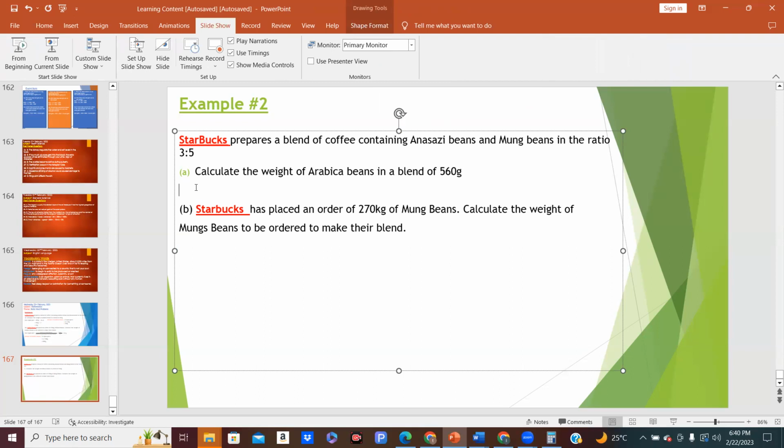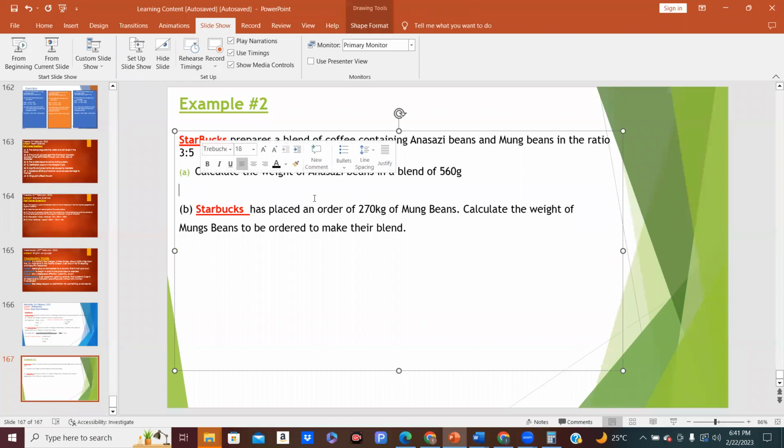Okay, so let's do the first example. Yolanda, can you read example number two, please? A, starting from Starbucks. Example number two, A. Starbucks prepares a blend of coffee containing Anasazi beans and mung beans in the ratio 3 to 5. Calculate the weight of Anasazi beans in a blend of 560 grams.